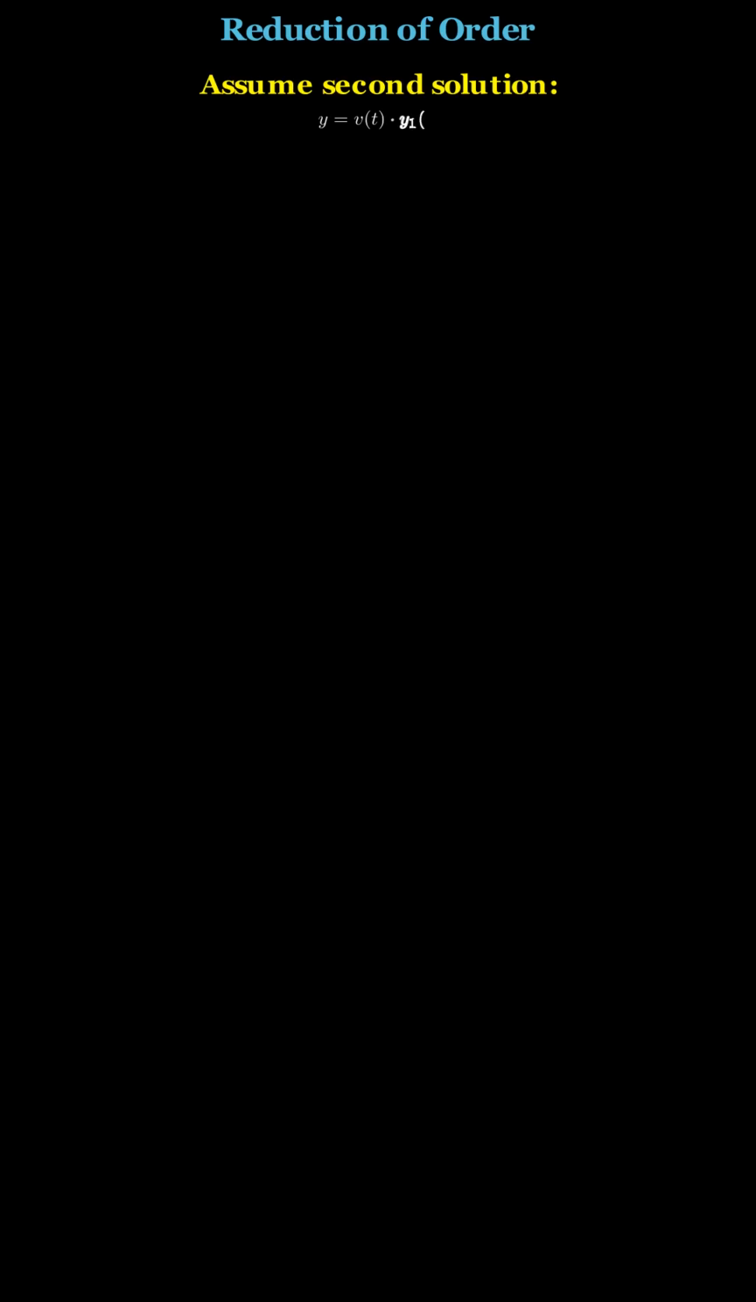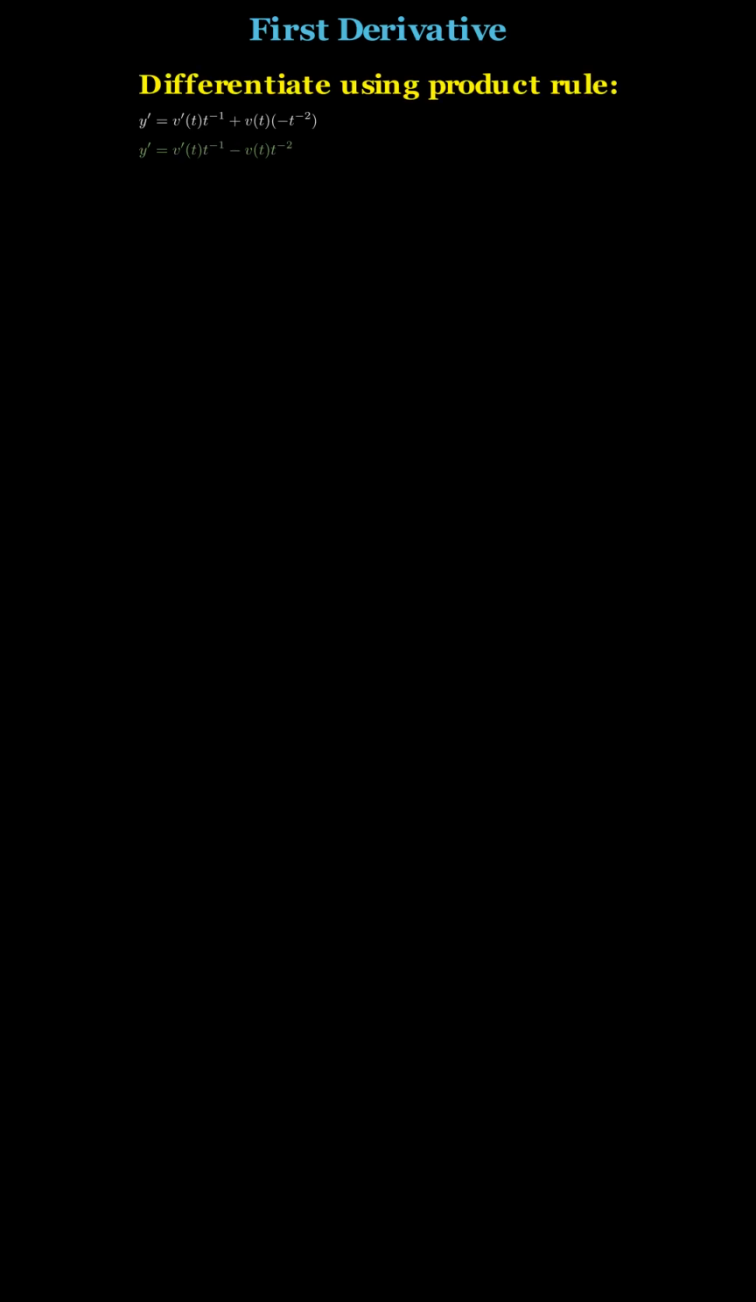We set y equals v of t times y1 of t, which is v of t times t to the negative 1. Now we compute the first derivative using the product rule. y prime equals v prime times t to the negative 1 minus v times t to the negative 2.